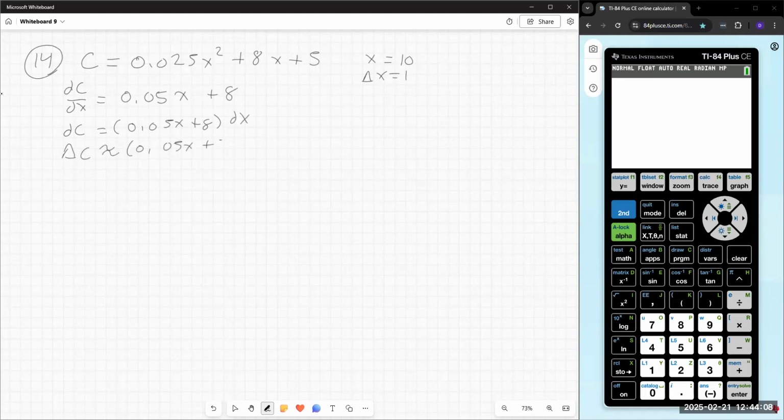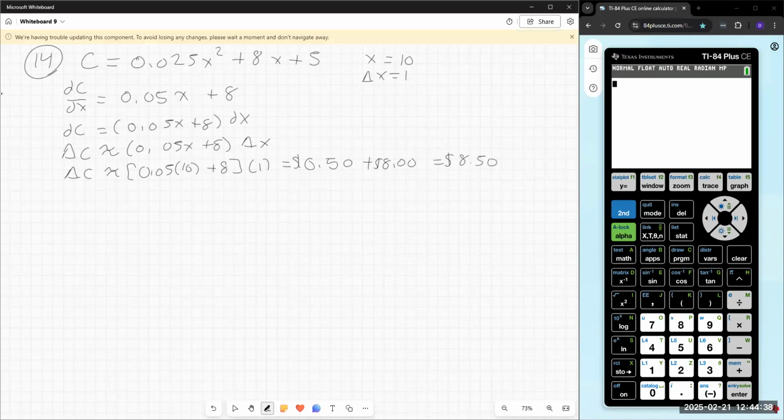0.05x plus 8 times delta x, where delta c will be approximately 0.05 times 10 plus 8 times 1, which will be 0.50 plus 8.00, which is $8.50.